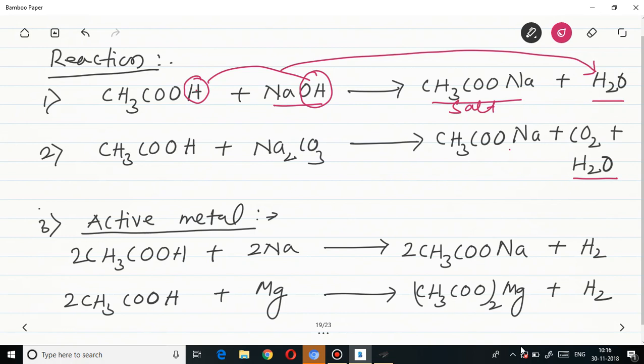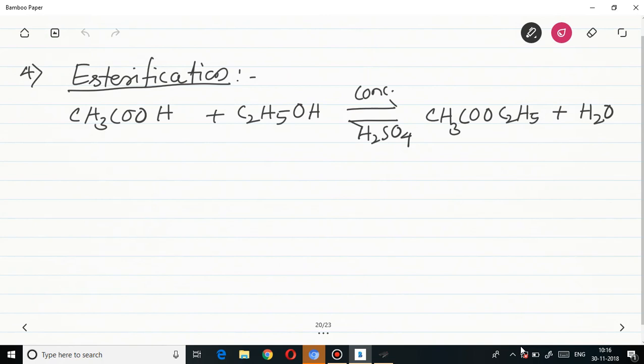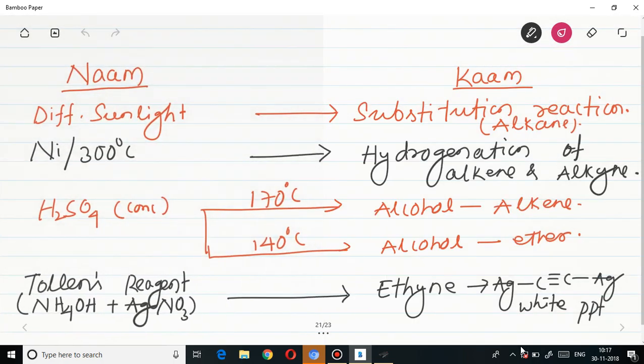Now, if it reacts with an active metal, it will form salt and hydrogen will be liberated, like sodium and magnesium have been taken. Magnesium has a valency of 2, so it will form magnesium acetate. This one is sodium acetate. Now the last reaction is esterification. This we have already done. So we have done all the reactions, and I think it is very easy for you to remember. Now we'll just have a quick recap.